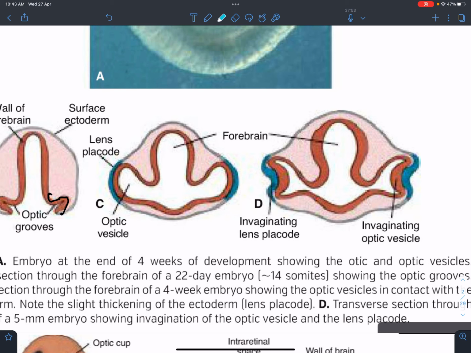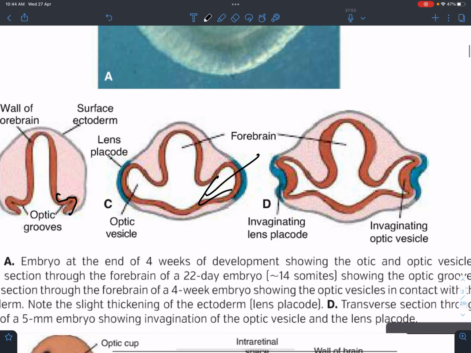Now this thickened portion of the ectoderm will give you the lens. You remember the picture of the lens? Okay, so it's going to induce the lens placode formation. And this is the lens placode, and it is going to have a pit. Now, as this lens placode is formed, the optic vesicle is going to invaginate. It's going to fold in on itself from this direction, all right?